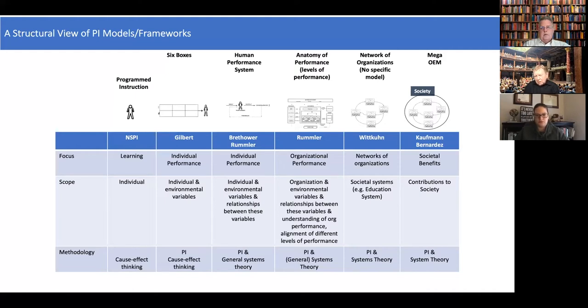Then comes along Klaus Witkin, and that's when Klaus and I started working. Then there are networks of organizations that have to be put together to understand that. And these are the social systems that you had to look at from the standpoint of improving performance. And then finally, we look at the work of Roger Kaufman, looking at it from the societal level. That was the next. So these are basically the frameworks that you can identify when you start doing your analysis and start going back and saying, what models do I need to look at?